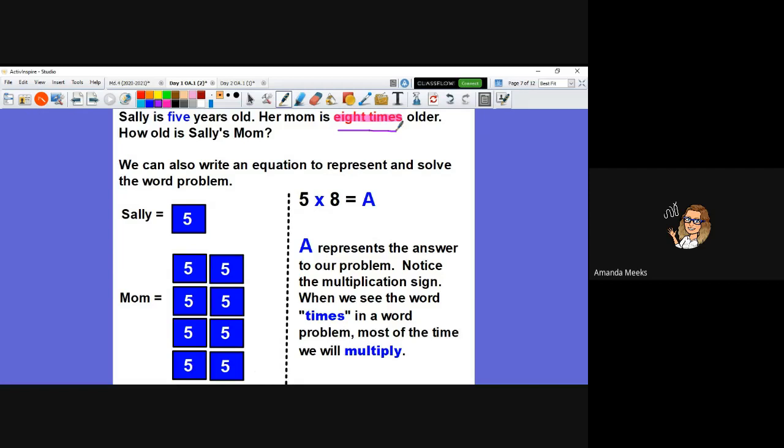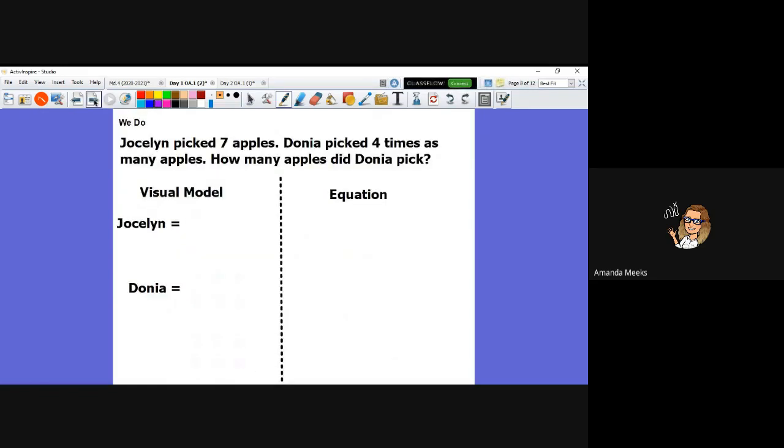So we know that Sally's 5 and her mom is 8 times older. We can see that Sally's mom is 40, if we go 5, 10, 15, 20, 25, 30, 35, 40. We know that Sally's mom, who is 8 times older than Sally, is 40 years old. So right now, we are going to practice some problems together.